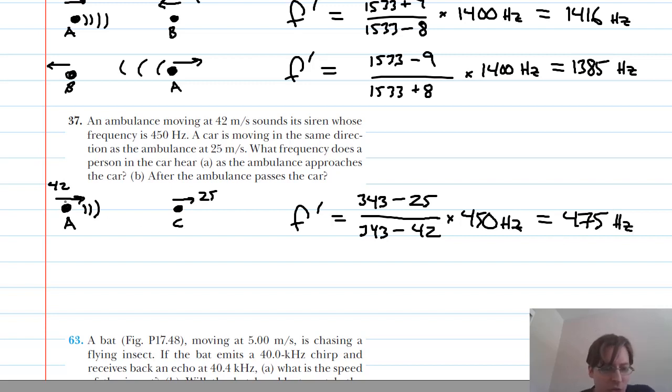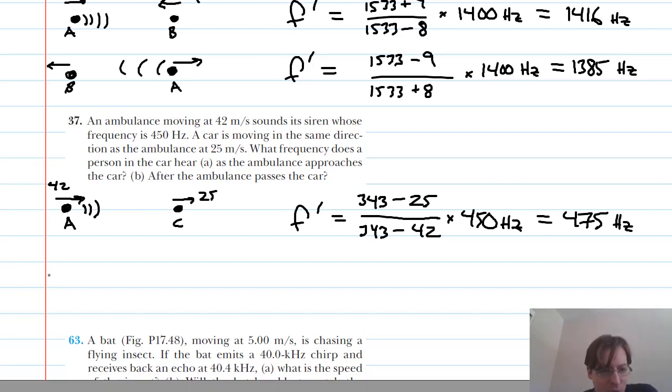The ambulance is approaching, and so there is an upward shift in the frequency, even though the car is moving away from it. It's not moving away as fast. Notice if they are both moving at the same speed, the numerator and denominator would cancel, and you actually hear no shift. The wavelengths are shorter, but you're moving away, and they balance out.